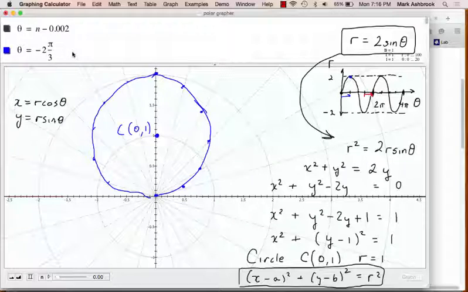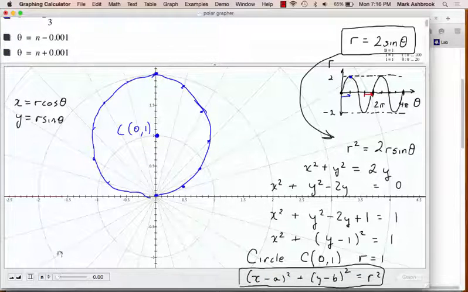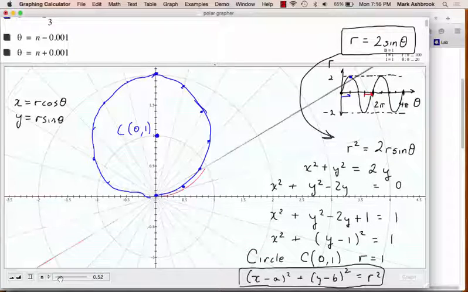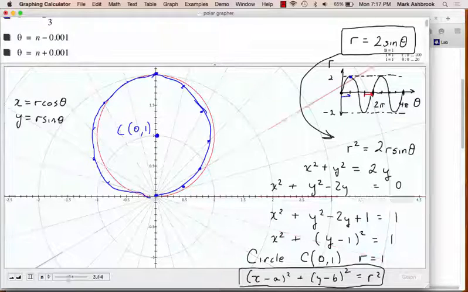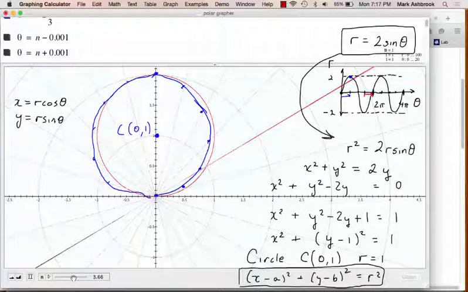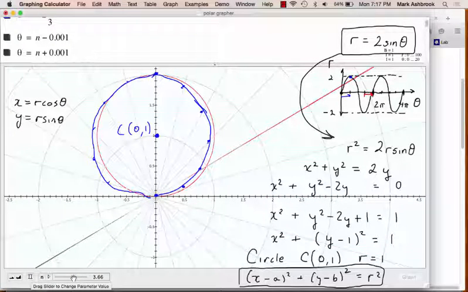In red. Okay, here we go. Let's watch as theta increases. Please work. There we go. That's graphing 2 sine theta. The red is the computer generated, obviously. Center 0, 1, radius 1, and so the algebra proved what we sketched.